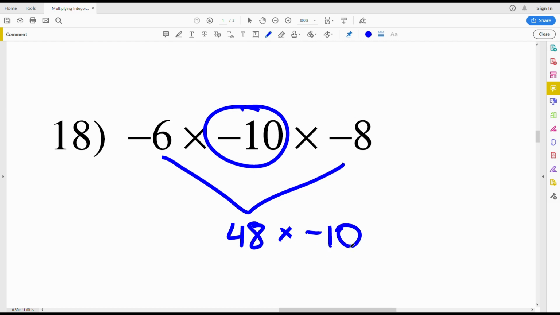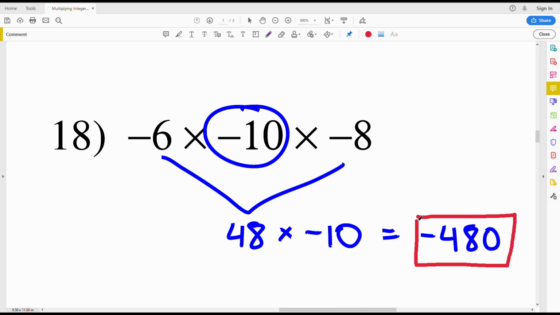48 times negative 10 will result in, well, positive times a negative is a negative, and that's going to be a negative 480. So negative 480 is my solution in number 18. 10 times 48, that's 480, and a positive times a negative is a negative. Negative 480 is my solution in number 18. And again, the order didn't matter.